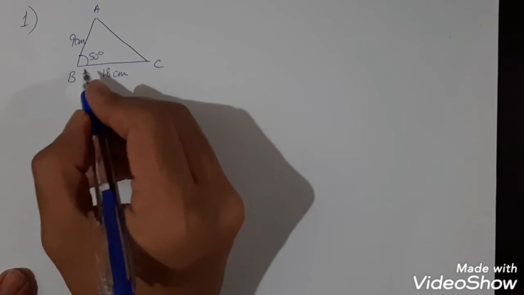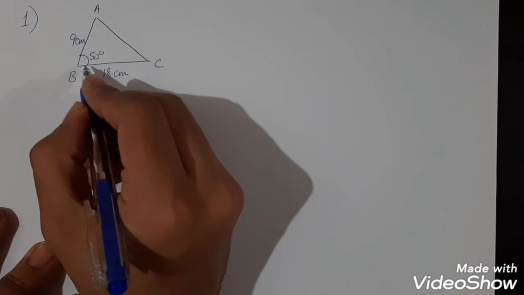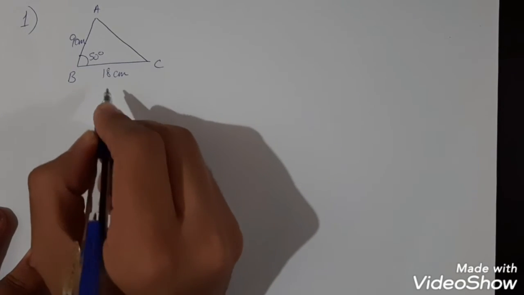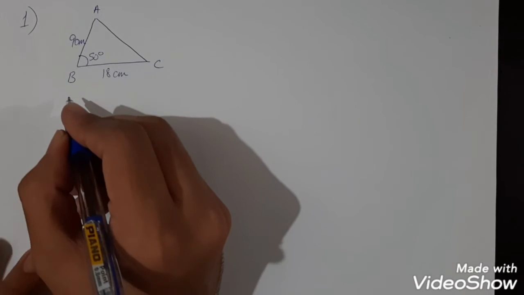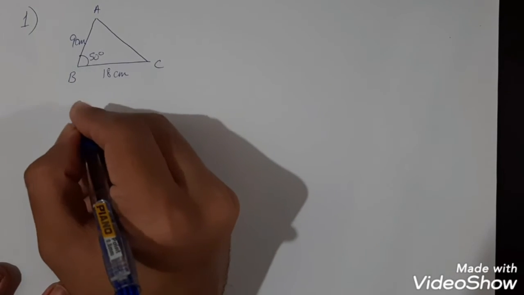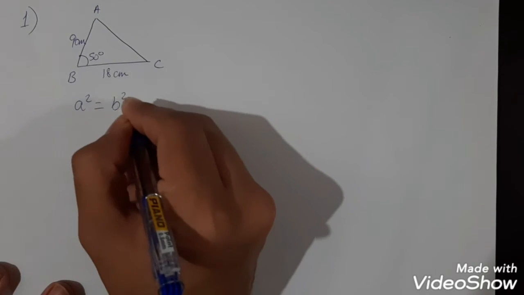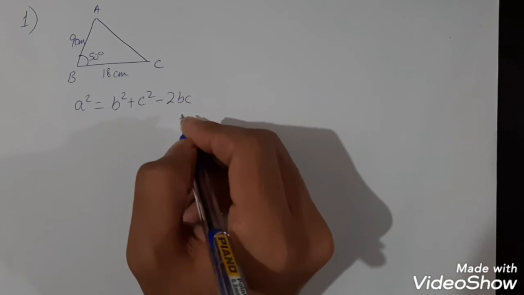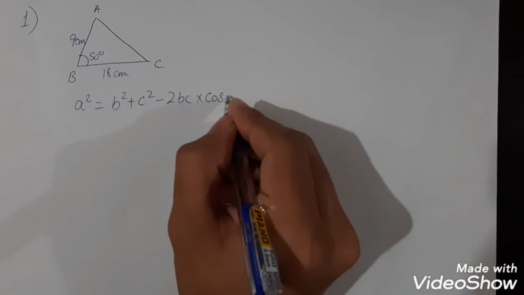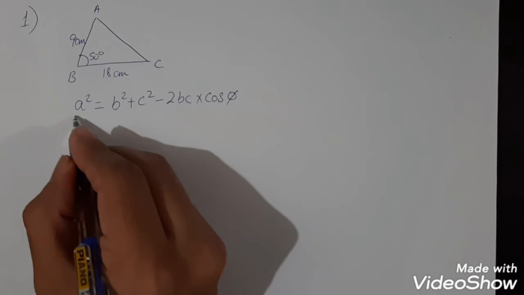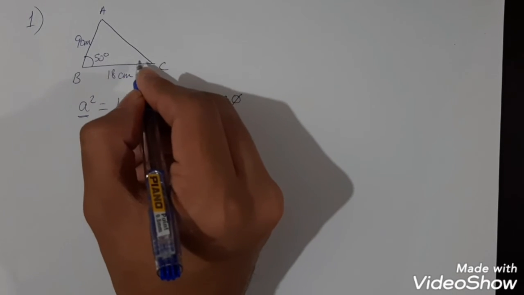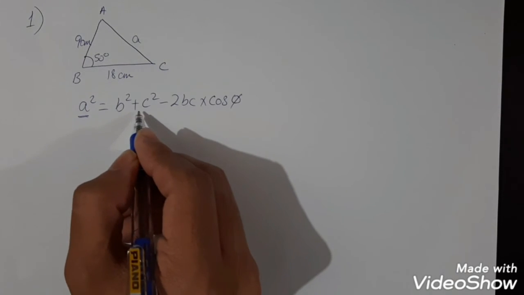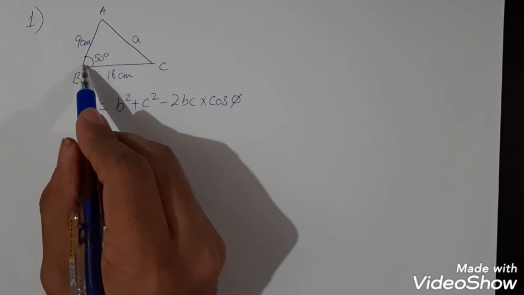In question 1 we have a triangle. It is stated that angle B is 50 degrees, the length of BC is 18 centimeter and BA is 9 centimeter. So we will use the cosine formula, a square is equal to b square plus c square minus 2bc multiplied by cos. The length we have to calculate is AC, and the lengths of b and c will be the lines that join to make the angle.